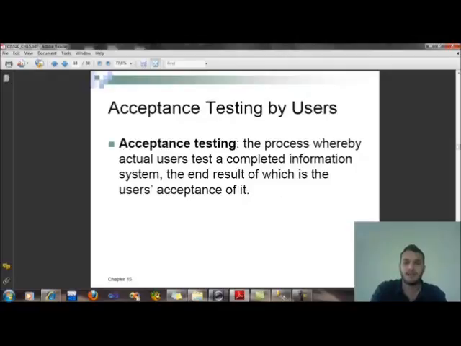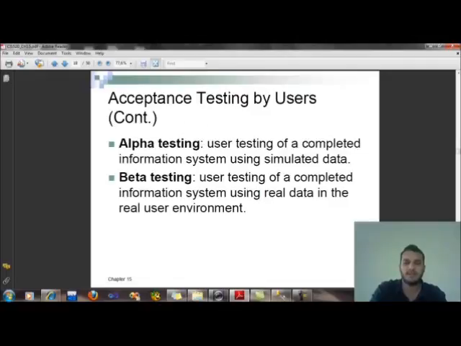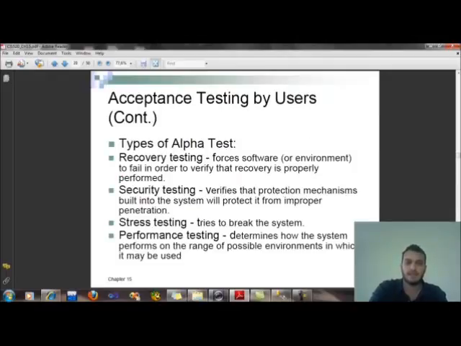And what's acceptance testing? The process whereby actual users test a completed information system, the end result of which is the users' acceptance of it. And what's alpha testing? Alpha testing is user testing of a completed information system using simulated data. What's beta testing? Beta testing is user testing of a completed information system using real data in the real user environment.